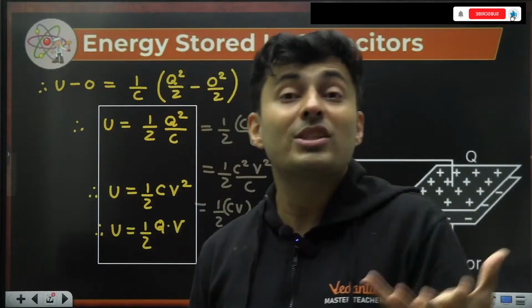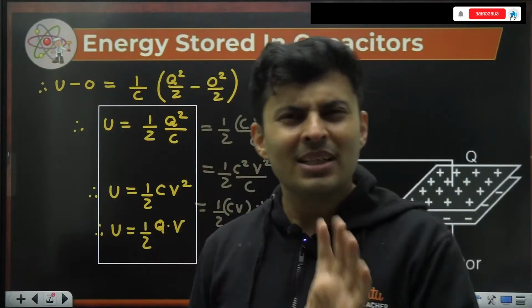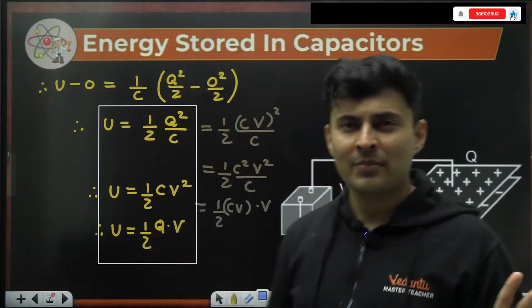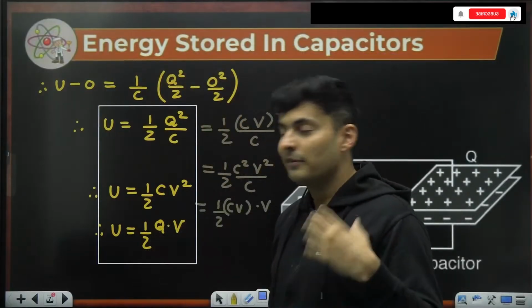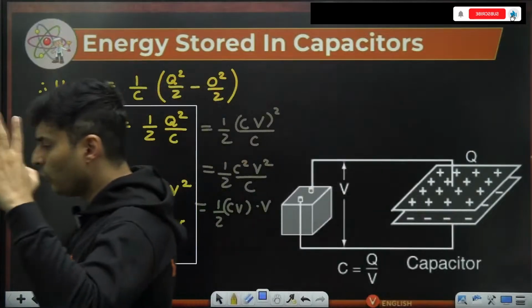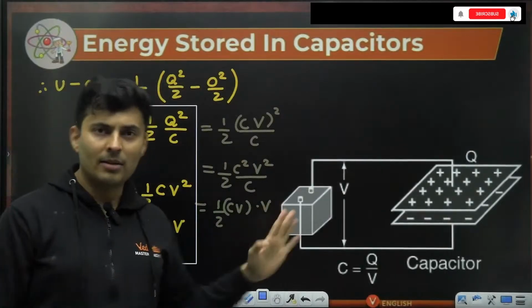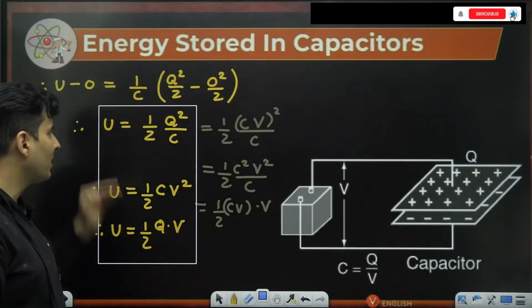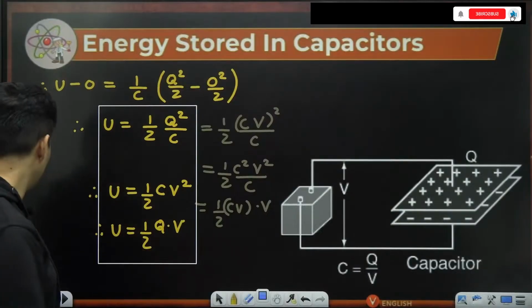Power is V squared by R, I squared R. It's just different ways of writing it. Or centripetal acceleration, V square by R, omega square R. Same thing, it's just different ways of writing it. Absolutely clear? So half CV square, half Q square by C, or half QV.